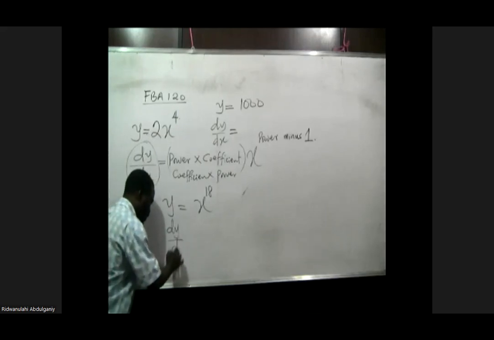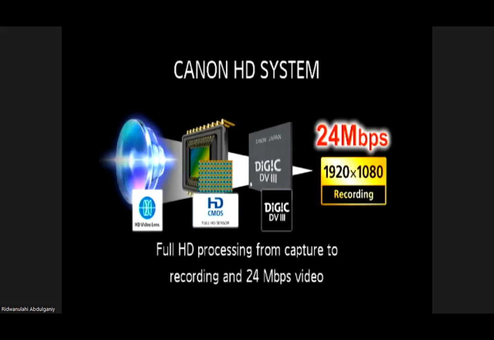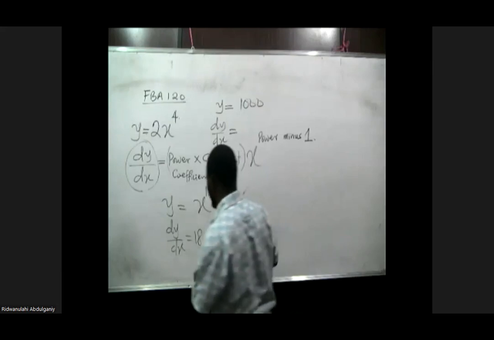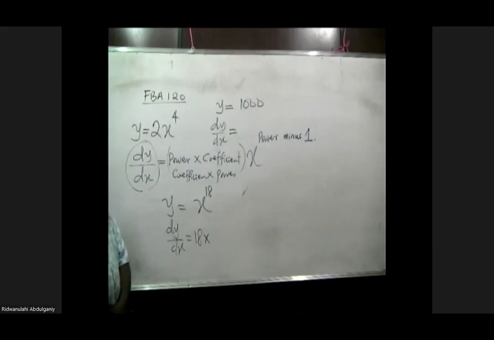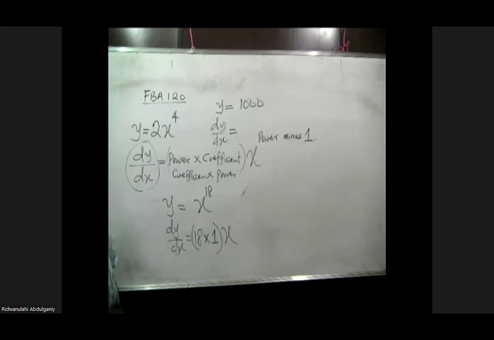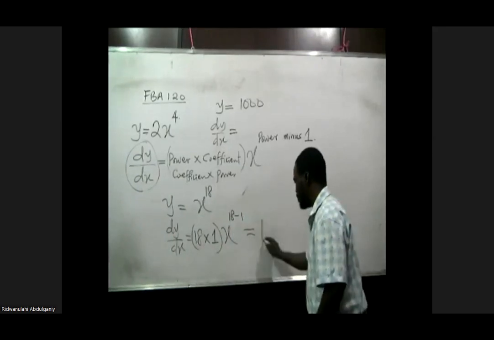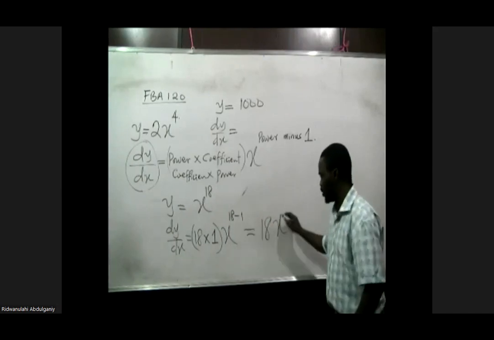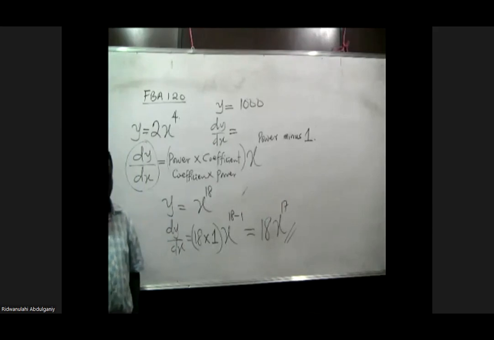The y, the x equals, what is our power? 18. Multiplied by, what is the coefficient of this? Oh, 1. Okay, you have seen it. x raised to power, then what do we do? Raised to power 18 minus 1. What would be the final result? 18 times 1, yes, 18, x raised to power 18 minus 1, 17. Final answer. Thank you for that brilliant question. I really love that. Thank you so much.